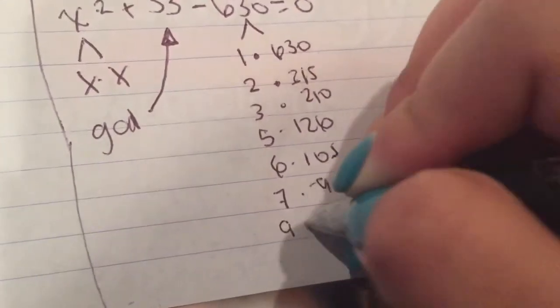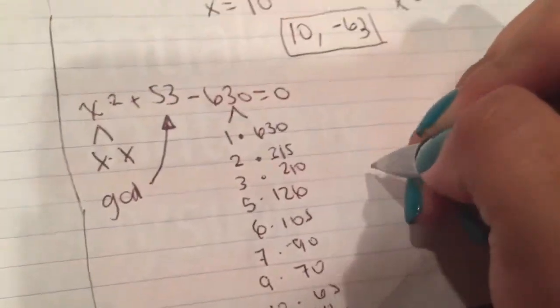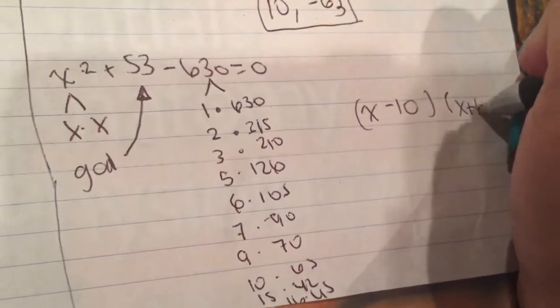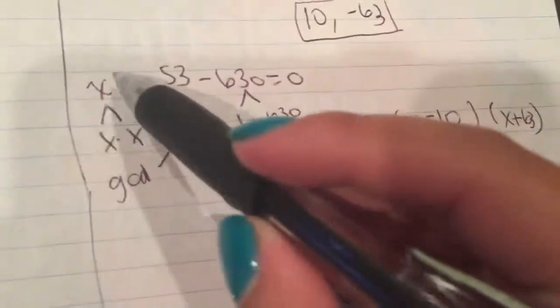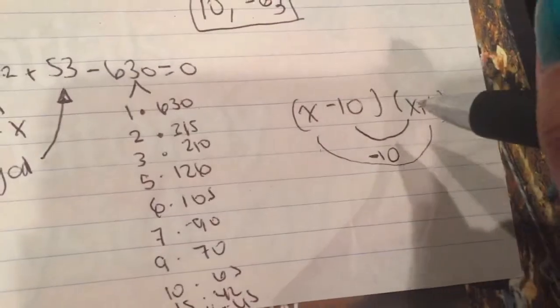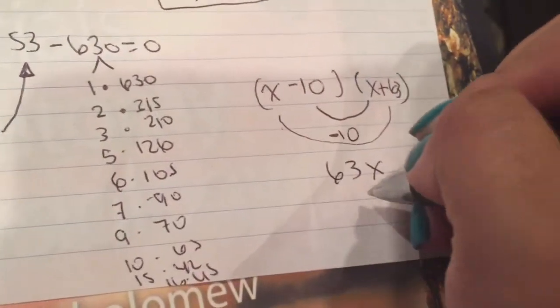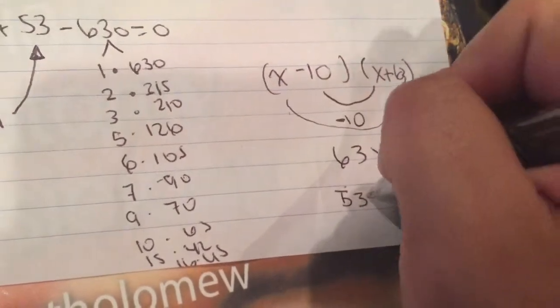5, 126, 105, 7, 90, 9, 70, 10, 63, 15, 42, and the last one is 16 times 45. So how you solve this is you're trying to find this number. So you kind of guess and check. So over here, I'm gonna write, and then you end up with your final answer, which is 53.